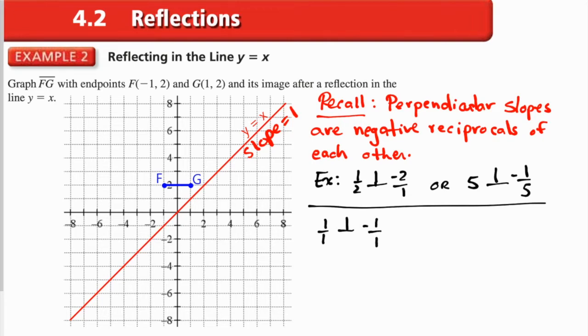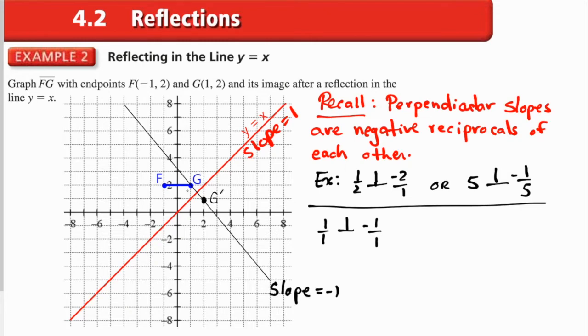So if we draw the perpendicular line, which has a slope equal to -1 through point G, we can say, well, notice how point G is half a diagonal away from the mirror. Well, equidistant means it'll be half a diagonal on the other side of the mirror. And we can name this G prime.